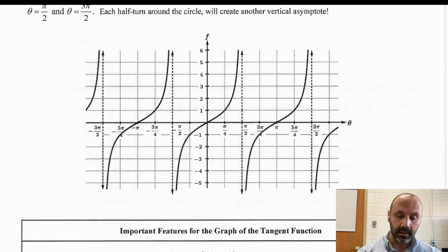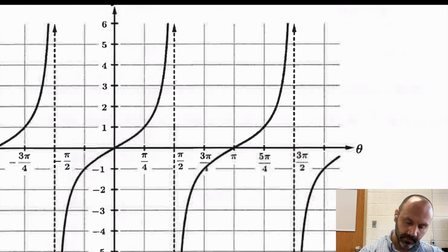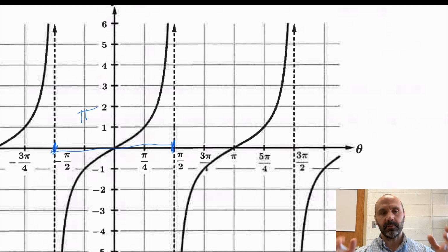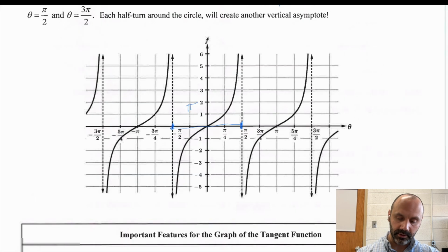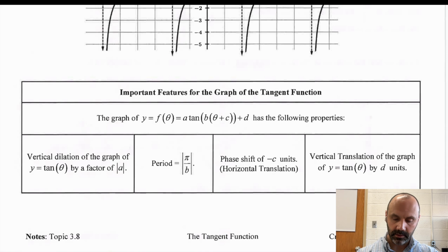Now, again, the period here you'll notice from negative pi over 2 to pi over 2 is pi. And so when we're looking at this type of graph and we're looking to see is there horizontal dilation, we're looking to see is the period pi or is it something else? Is it pi over 2? Is it 2 pi? Whatever it might be. Okay, so here are some of the features.